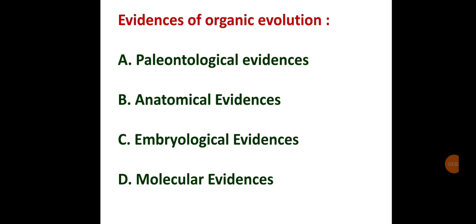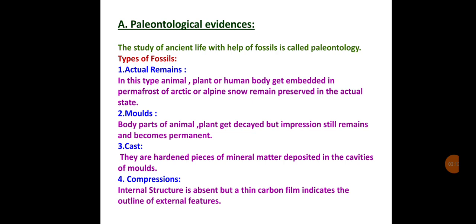Now, the evidences related to organic evolution: paleontological evidence, anatomical evidence, embryological and molecular evidences. First, paleontological evidences. The study of ancient life with the help of fossils is called paleontology. These fossils are from both plants and animals. They help to study various factors.